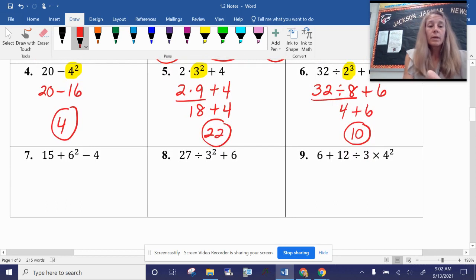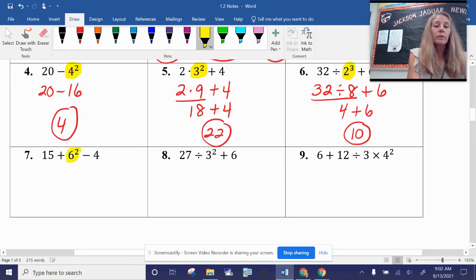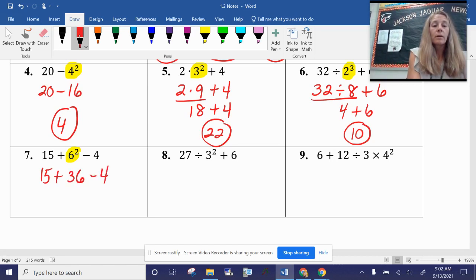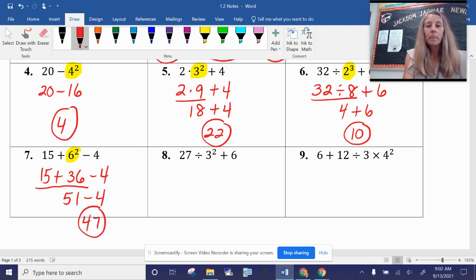And the last three here, I have an exponent in this problem. So I'm going to start with 6 squared, which is 36. Now I just have addition and subtraction left, so I'm going from left to right, adding those up first. I have 51, and 51 minus 4 leaves me with 47.